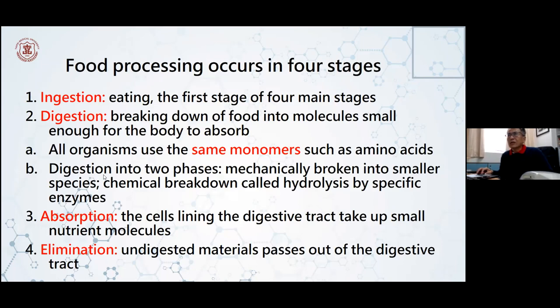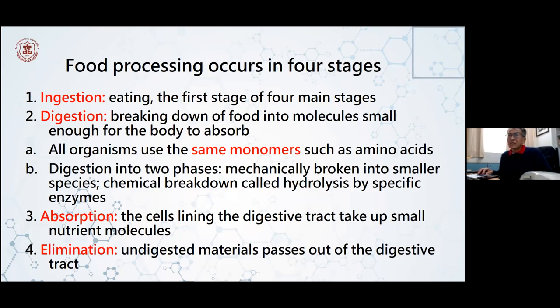In digestion, there are two phases. One is mechanical breakdown. Mechanical breakdown means, like a human takes in food, we need to use the teeth to break the large food into pieces. And the second step we call chemical breakdown. Chemical breakdown, also called hydrolysis, uses different enzymes to digest the small pieces into monomers, and then they can be absorbed.